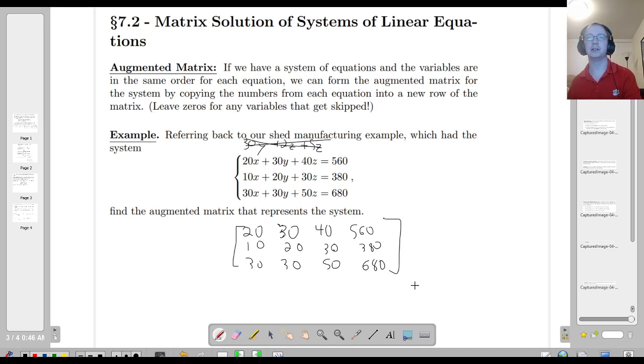And that's it. That is the whole process, okay? So this is how we turn our system of equations into something that we'll be able to now put into our calculator.